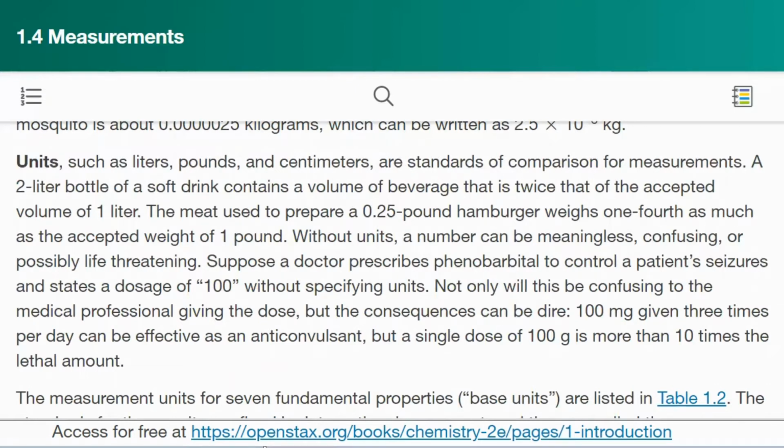Suppose a doctor prescribes phenobarbital to control a patient's seizures and states the dosage of 100 without specifying units. Not only will this be confusing to the medical professional giving the dose, but the consequences can be dire. 100 milligrams given 3 times per day can be effective as an anticonvulsant, but a single dose of 100 grams is more than 10 times the lethal amount.